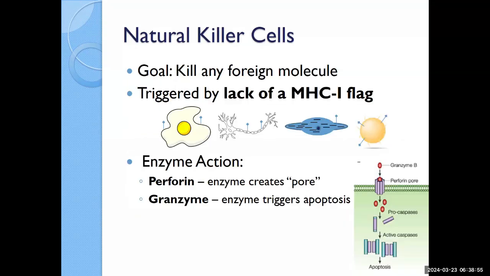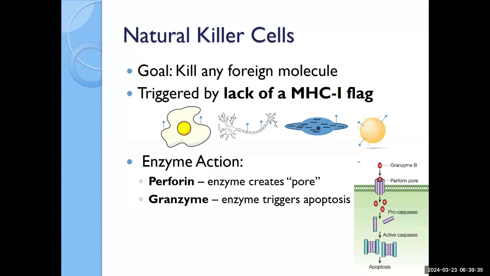Oftentimes, the immune cells that arrive to an inflamed site include natural killer cells. Their job is to clear any foreign molecule. And so what they do is they go through and look cell by cell to see, do you belong here? And what marks their trigger is the lack of an MHC class 1 flag. Every human cell in the body, an epithelial, a nerve cell, a muscle cell, you name it, has an MHC class 1 flag. It basically is an ID that says, I am yours. And natural killer cells float through the body and look for any cell missing this.